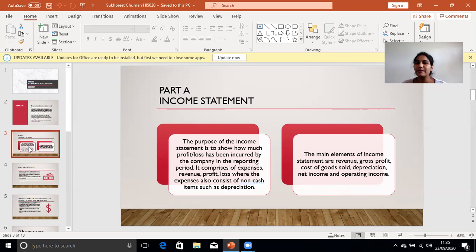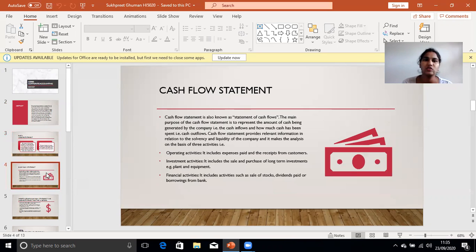The other thing I want to talk about is the elements of the income statement. The main elements of the income statement are revenue, gross profit, cost of goods sold, depreciation, net income and operating income. And my next slide will show about the cash flow statement.